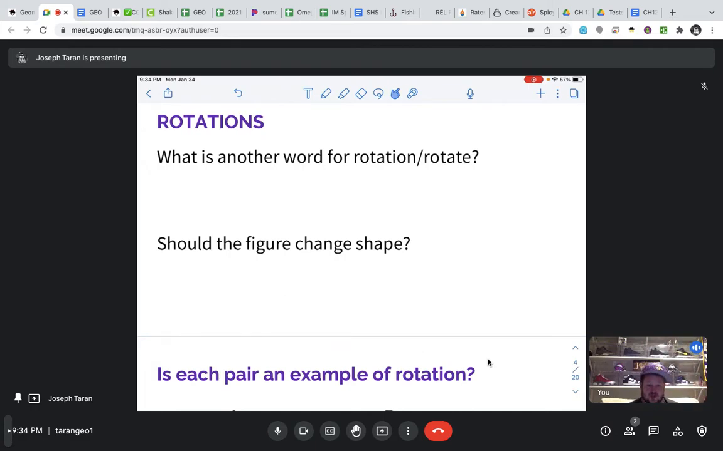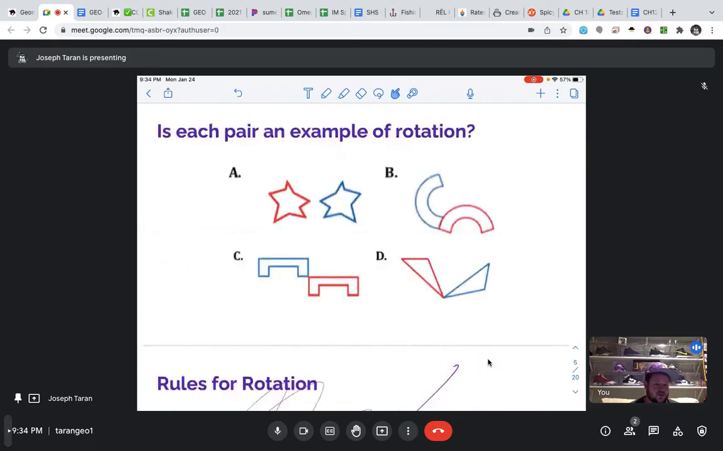Should the figure change shape? No, it'll stay the same shape, but it's just rotating around. It's spinning around a fixed point. All right, so like we did with the other videos, we want to look at some examples of rotations and understand what they are before we get into the coordinate plane.